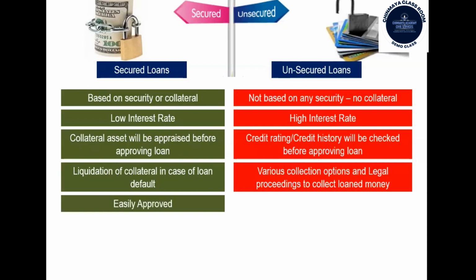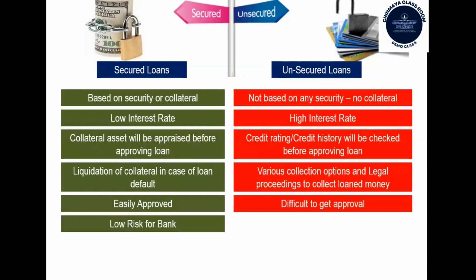They have to follow legal actions and try to get the money. Secured loans are easily approved. Even in a minute, you can get the money. But unsecured loans are difficult to get approved. It will take time. Secured loans are low risk for the banks. Unsecured loans are high risk for the banks.